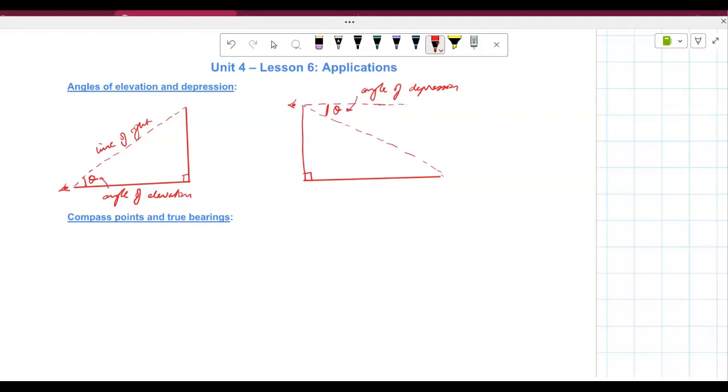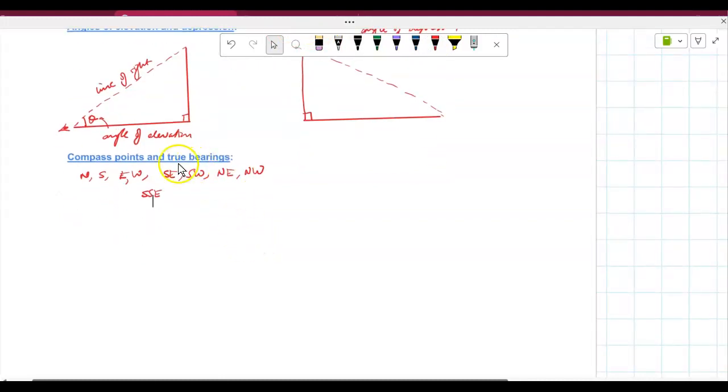Compass bearing and true bearing. What is compass bearing? North, south, east, west. We also have southeast, southwest, northeast, northwest. You also have south-southeast, which is between southeast and south. But we don't use it much.